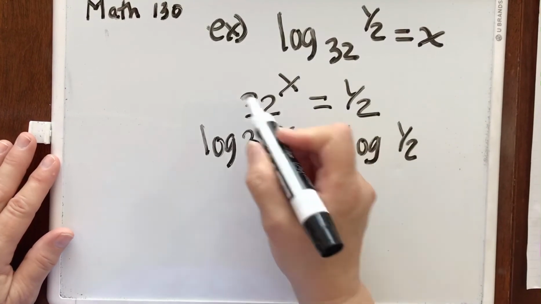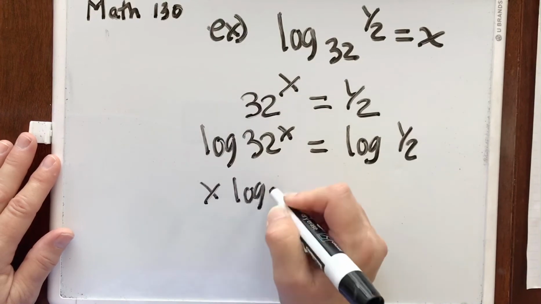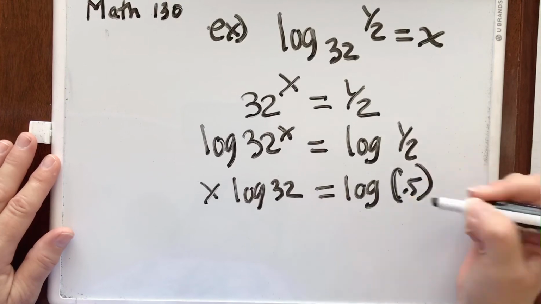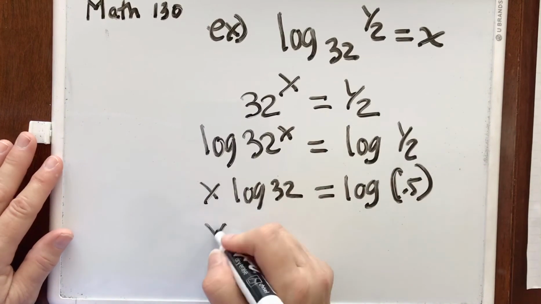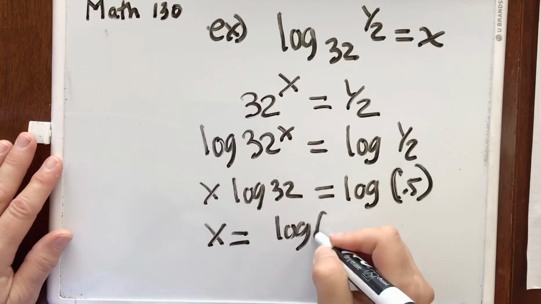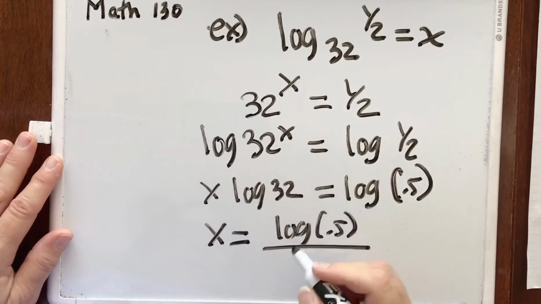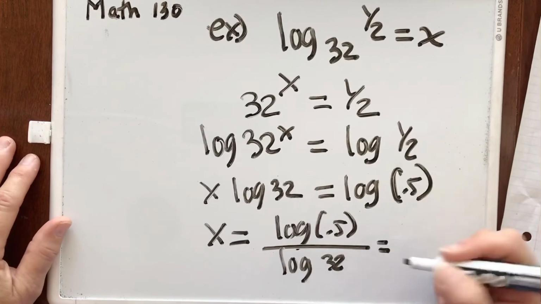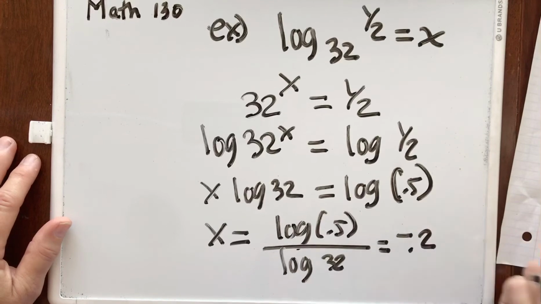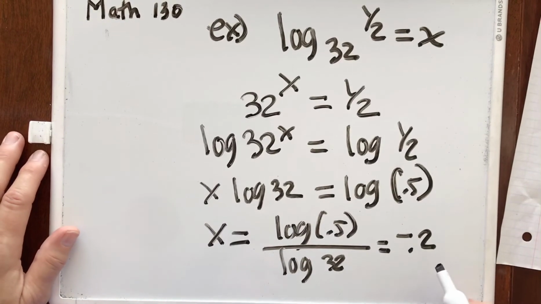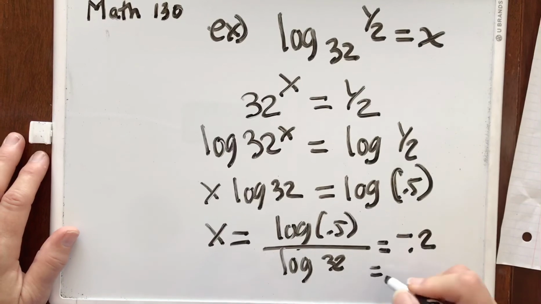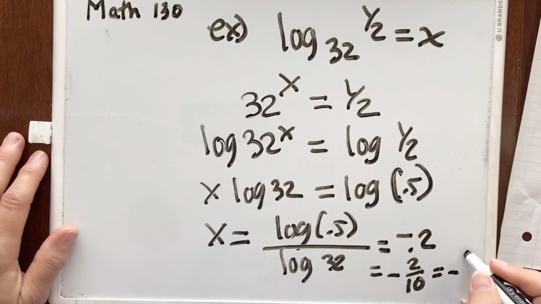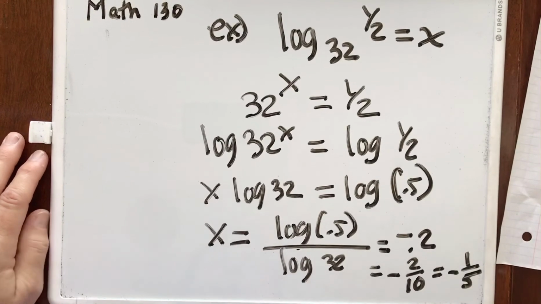So here's a property of a log. We bring it over. X log 32 equals log 1/2. I'm just going to call it 0.5. All right? We want to get x alone. So x equals log 0.5 divided by log 32. We divide both sides by log 32. And you can use your calculator. We'll end up with a negative 0.2. But if we wanted to do that in fraction form, well, what is 0.2? So this just equals negative 2/10, which is negative 1/5. All right, we're all done.